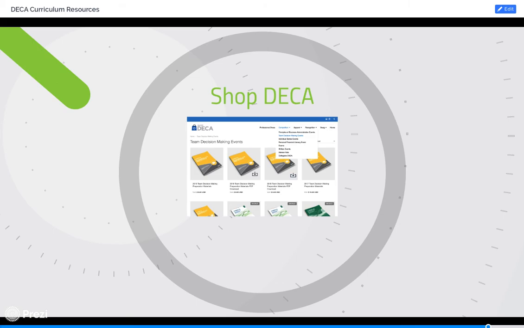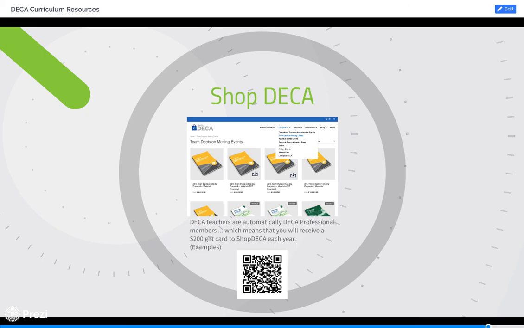Also, Shop DECA. If you have not been on the website, it's a different website than the DECA.org. There's a screenshot of it. DECA teachers are automatically DECA professional members, which means that you will receive a $200 gift card to Shop DECA each year. So my first year and my second year, I received $200, and I could go onto this Shop DECA, use the $200 gift card to buy anything I want. Here's the key. You can buy practice materials for your students. There's a plethora of anything from flashcards to books to practice exams to practice role plays, all sorts of stuff that you can utilize. So highly suggest, don't let that gift card go unnoticed, and use Shop DECA. There's the QR code for it.